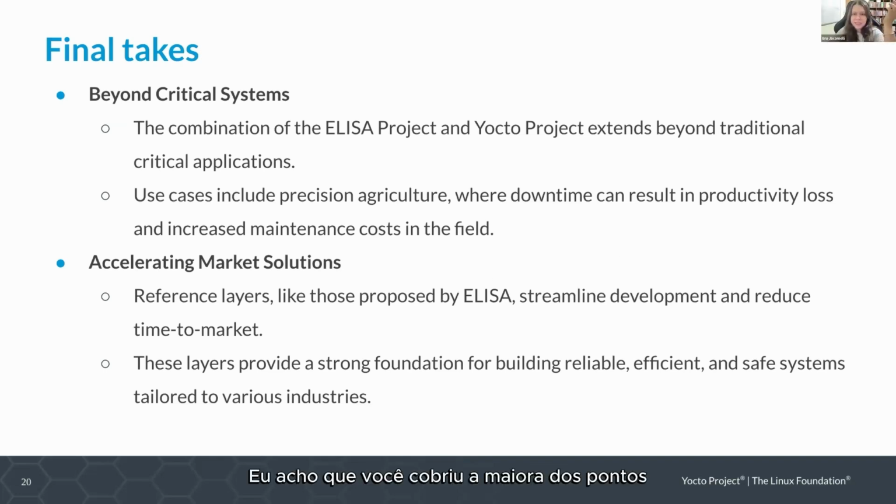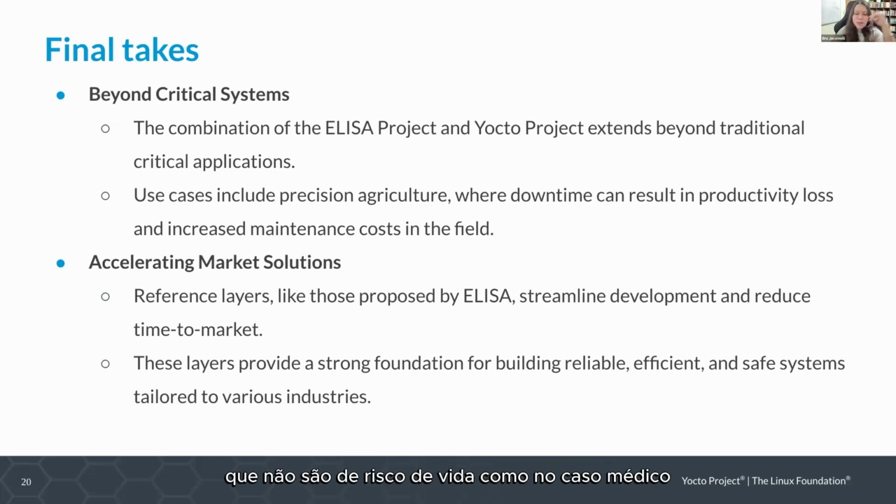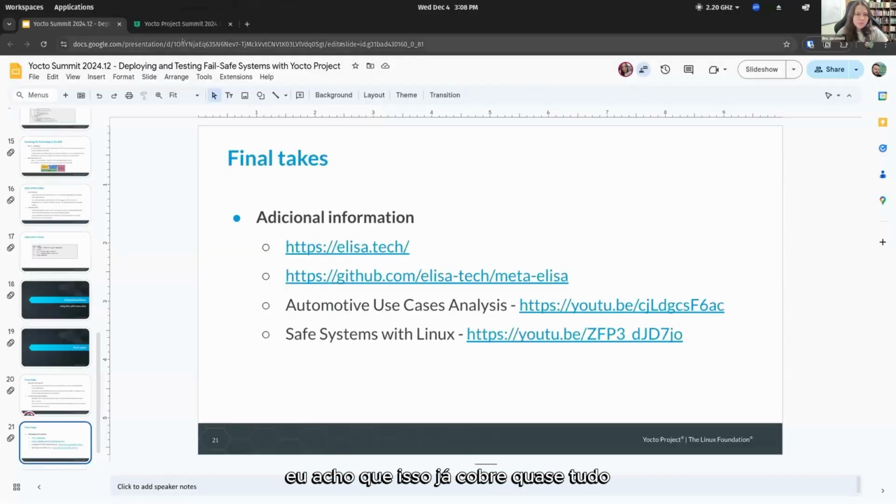I think you already said most of the points. The only point I would want to bring back is that when we read about ELISA, they say a lot about automation, health and medical in this case, and aerospace. But ELISA can be applied to a lot of fields where, of course, it's not life-threatening as it is in the medical field, but it would help a lot to follow these guidelines. I think in any type of industry, but Fernando also already talked about that. I think it covers most of the things.